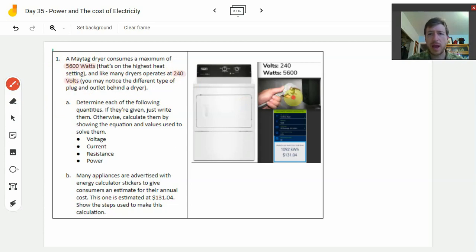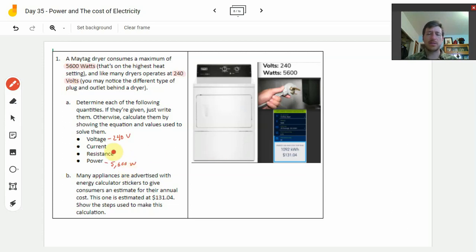It actually has a special outlet. And if you look behind your dryer, it's got a slightly beefier, bigger outlet. It's a 240 volt outlet. Other devices have that in your household, like ovens, for example, if you have an electric stove. So that's what we know so far. So we know the voltage, which is 240 volts, and we know the power, which is 5,600 watts.